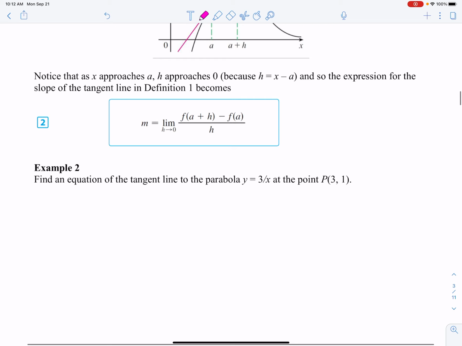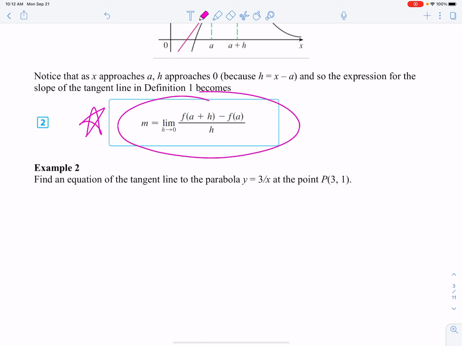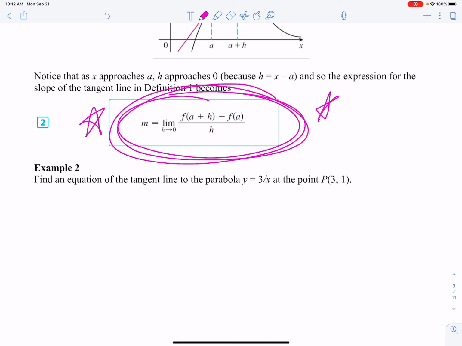All right, and this is the big one right here. This is the one you got to know. Notice that as x approaches a, h approaches 0. And so the expression for the slope of the tangent line in definition 1 becomes this. So this equation here, this is the big one. This is the one you're going to use this chapter. So it's extremely important that you hear what I say right now. Very, very important that you're listening to what I say right now for chapter 2, for the chapter 2 exam. You must, absolutely must use this definition to do a derivative.